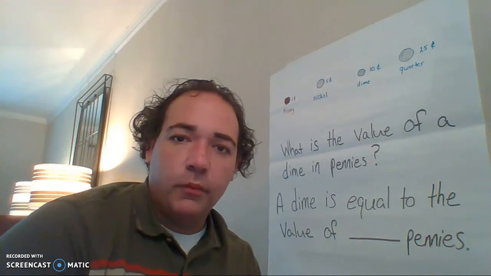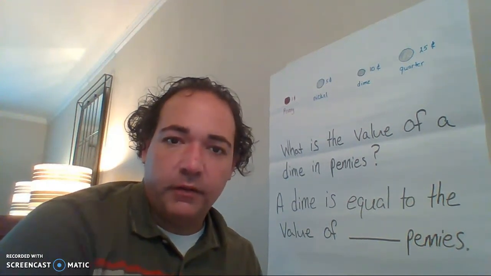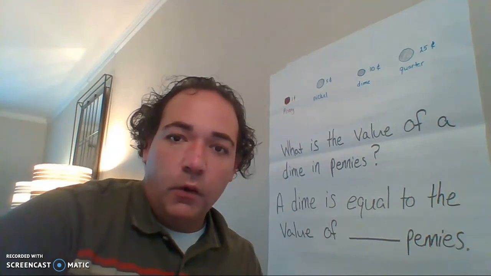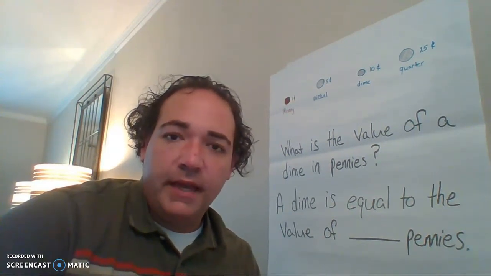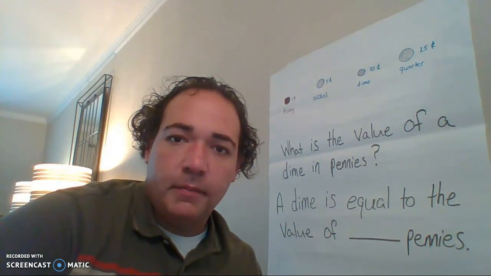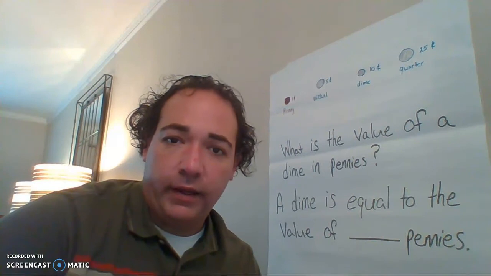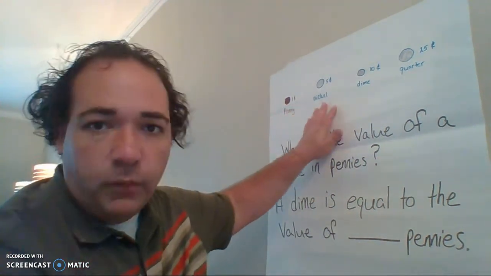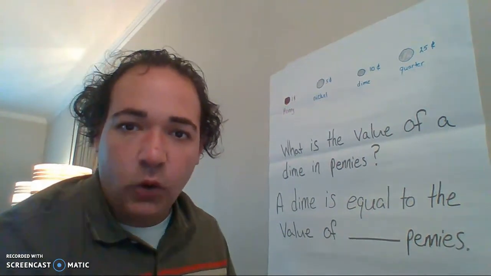We are going to revisit a topic that we talked about earlier this year, and it's money. You're going to be given a task today to look at coins and tell the value of the coins. Behind us, I have drawn some things to represent penny, nickel, dime, and quarter.